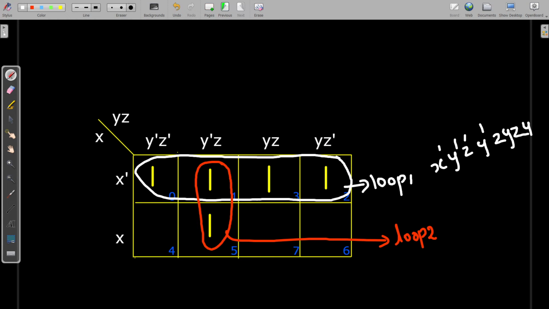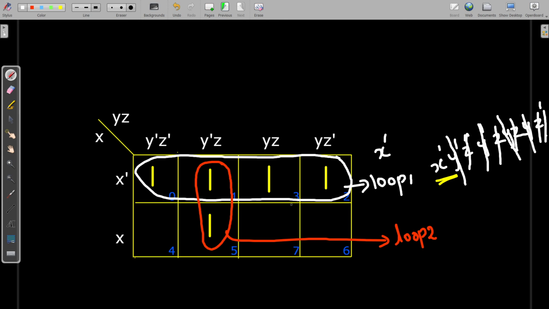Now check which variables have a change in values. Here x dash is not repeated and does not have its unprimed form. Here you have y dash and here you have y, so it can be cancelled. Again here y dash and y; and z dash and z, here you have z and here z dash. So what is left out is x dash. This is the expression for loop 1.